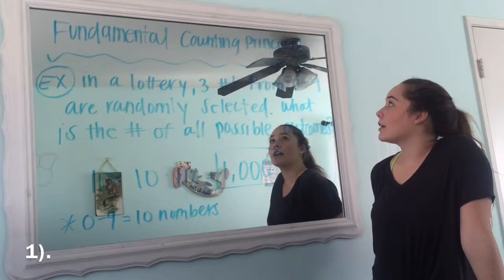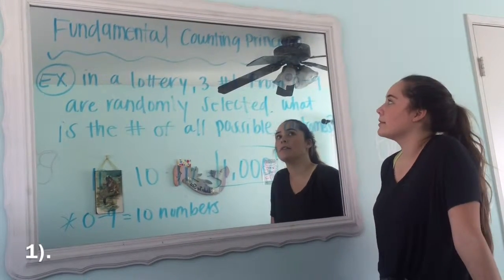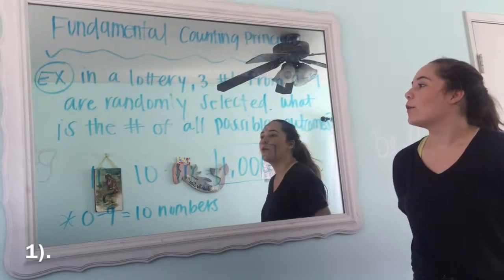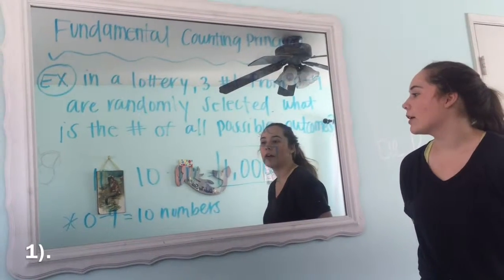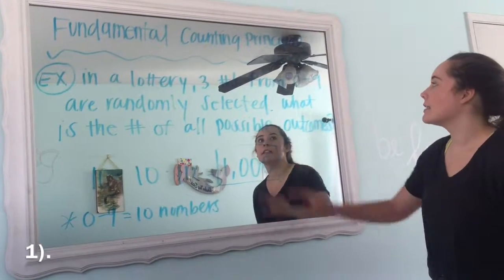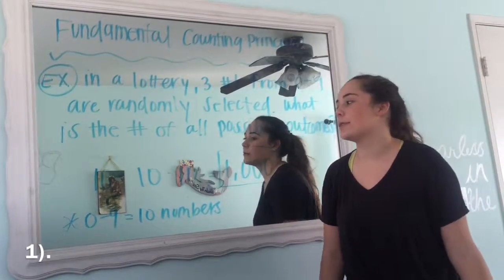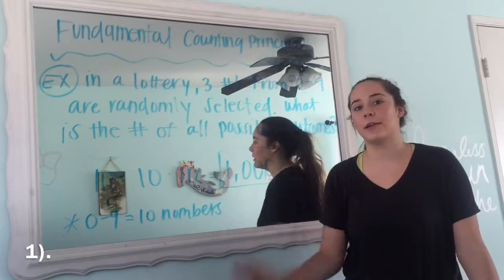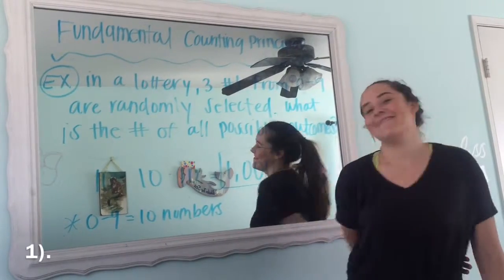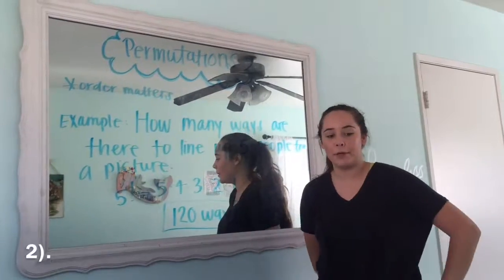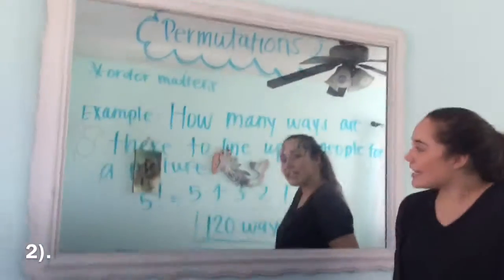Example of the fundamental counting principle. In a lottery, 3 numbers from 0 to 9 are randomly selected. What is the number of all possible outcomes? Since 0 to 9 is 10 numbers, we just multiply 10 times 10 times 10, since there are 3 numbers being picked, and that equals 1,000.